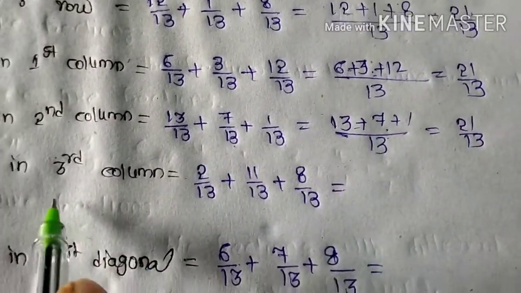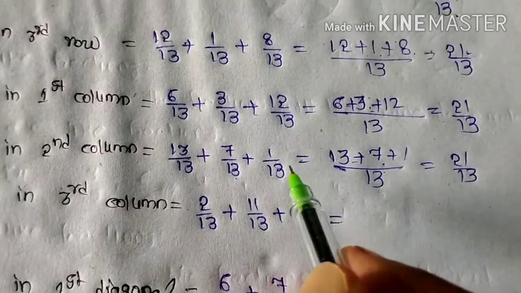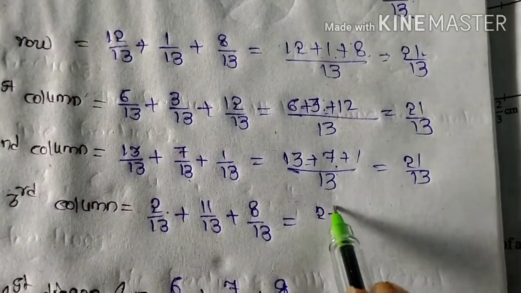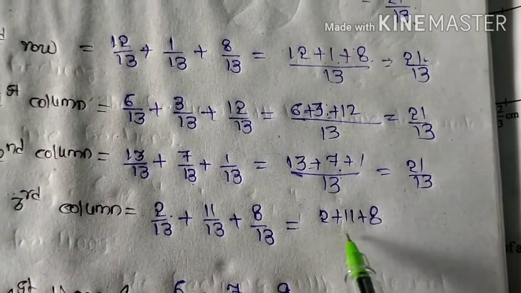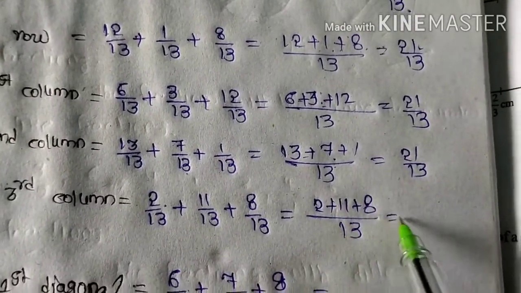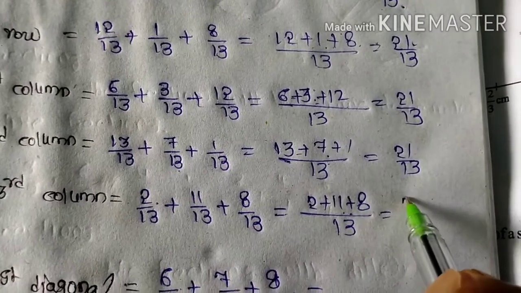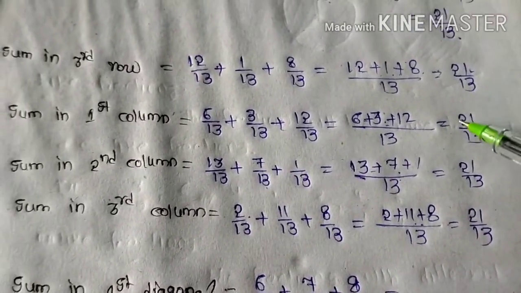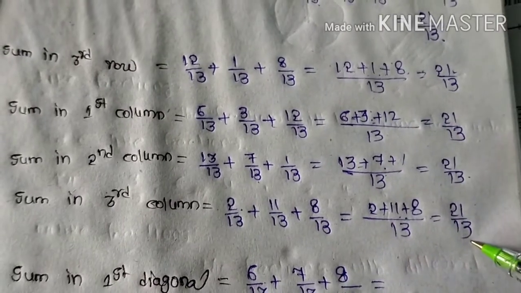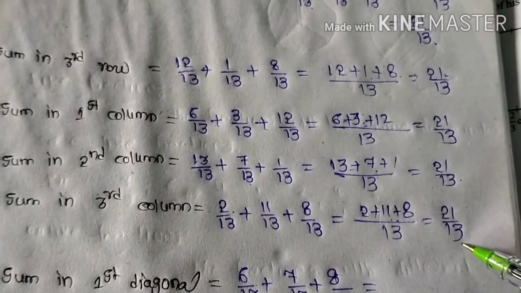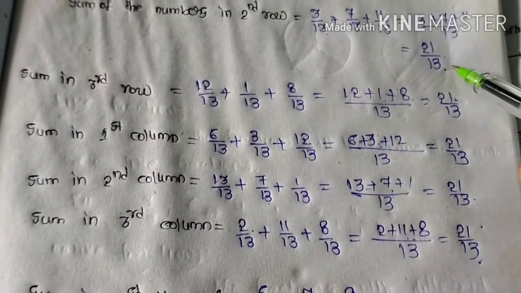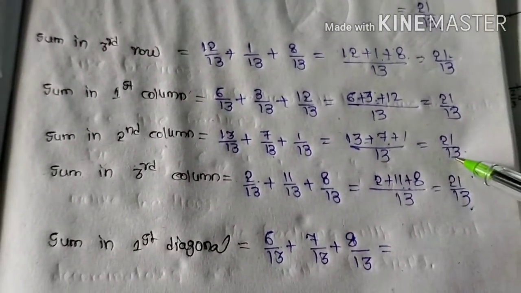Already I wrote here the sum of the third column. Once you see, it's a square and you can write it. 2 plus 11 plus 8 by 13. That means here 2 plus 11, 13. 13 plus 8, 21 by 13. Once you observe here, the columns also. First column, second column, third column. The sum of the numbers in each column is equal to how much? 21 by 13 only. Yes or no? Rows also 21 by 13. Columns also 21 by 13.